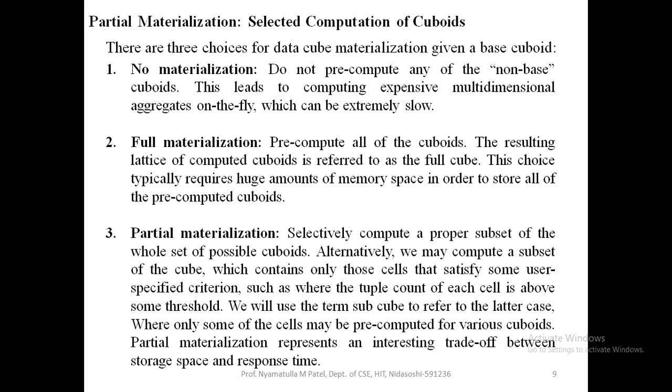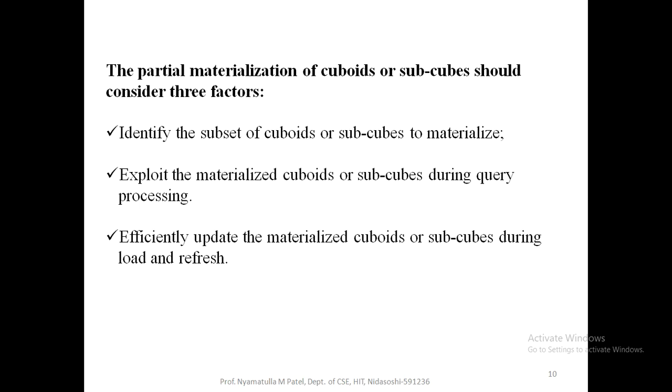Here we use the term subcube to refer to the latter case, where only some of the cells may be pre-computed for various cuboids. Partial materialization represents an interesting trade-off between storage space and response time. If you pre-compute many cuboids, a huge amount of storage space is required and the response time will be less. But if you pre-compute fewer cuboids, the storage space required will be less, but the response time will be more.